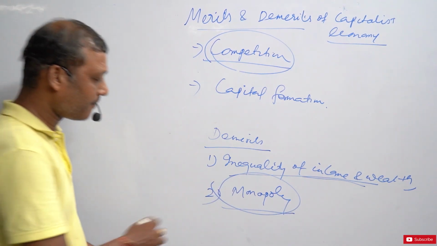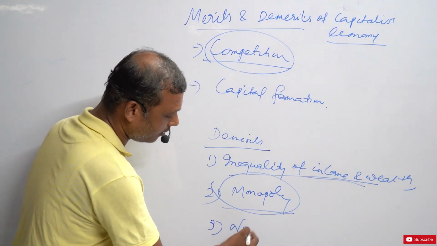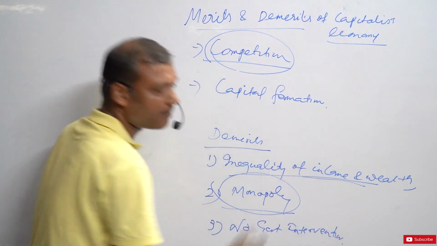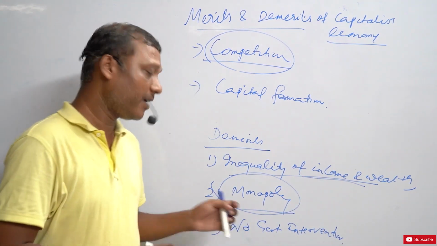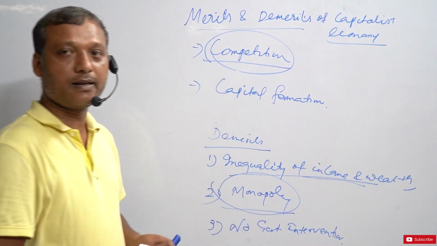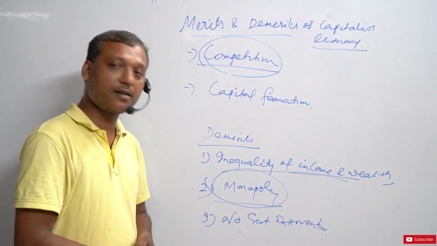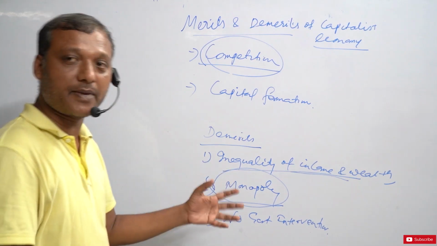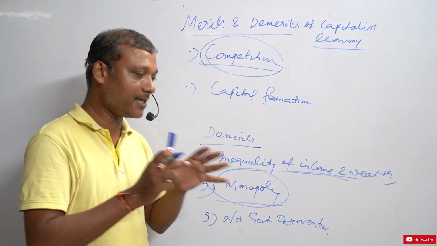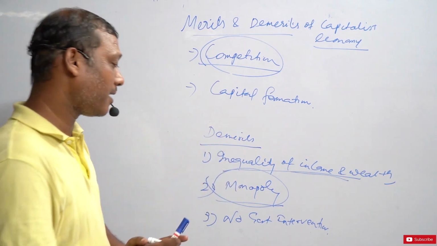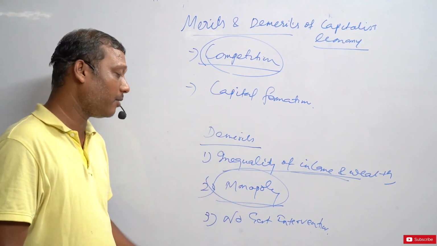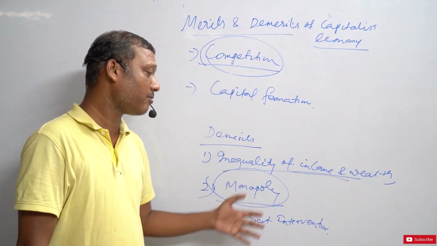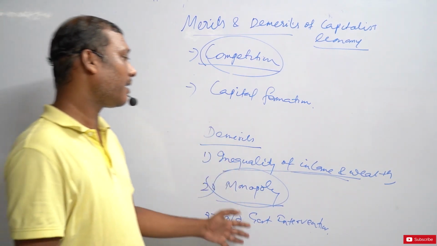And one more disadvantage is that there is no government intervention. Every society, every country must run with the direction of government. But in a capitalist economy, government's role is very limited. Government doesn't play a decision-making role. Government will sit silent. It will only see the happenings around the economic system. So in a capitalist economy, government cannot interfere, government cannot get involved in the decision making process. That is one of the biggest disadvantages of the capitalist economy.